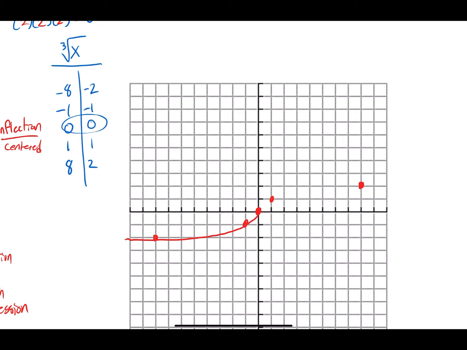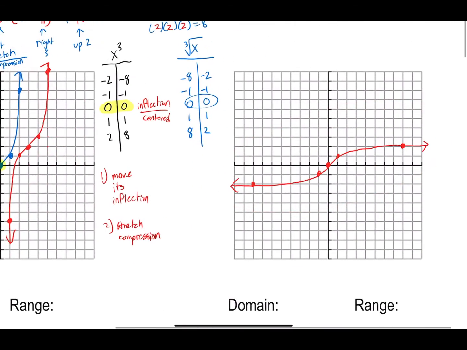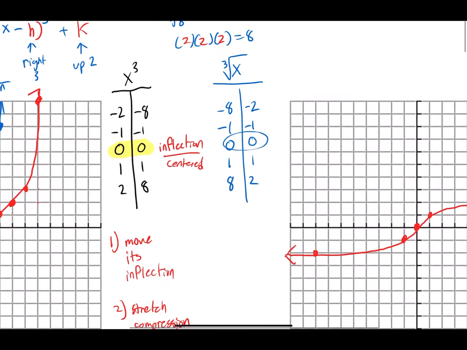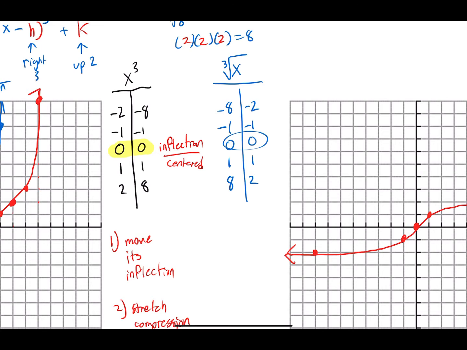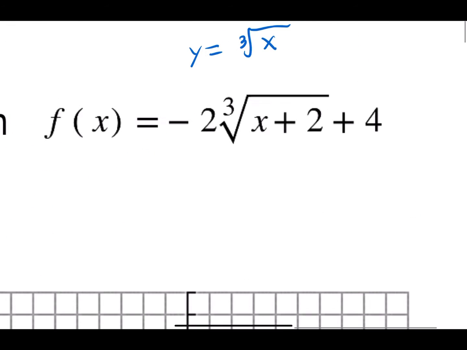And now, if you notice the relationship, it's on its side. In fact, these two functions, the cubic and the cube root, are reflections across y equals x, the diagonal, which makes these two functions, their x and y flip-flopped, switched, inverses of each other. These are inverse functions.